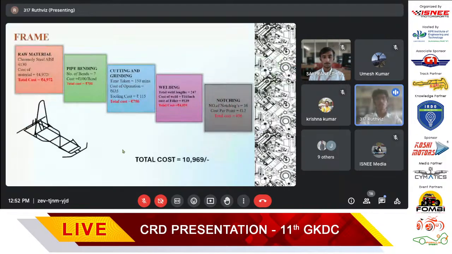In this, the raw material we use is chromoly steel AISI 4130. For this, we have used approximately 12.5 meters of the material. This material cost us around 400 rupees per meter, so the total would be 4,972. Next, coming to the first process, it's pipe bending. We have a total of seven bends. For each bend, it costs us 100 rupees, which includes some machining cost, labor cost, etc. So the total cost would be 700.